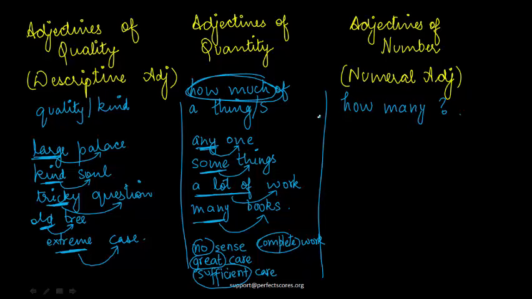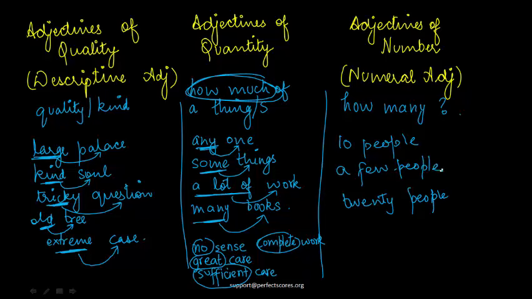Alright, so they answer the question, how many? For example, I know 10 people. I know a few people. Or I know 20 people. So all of these are answering the question, how many people?